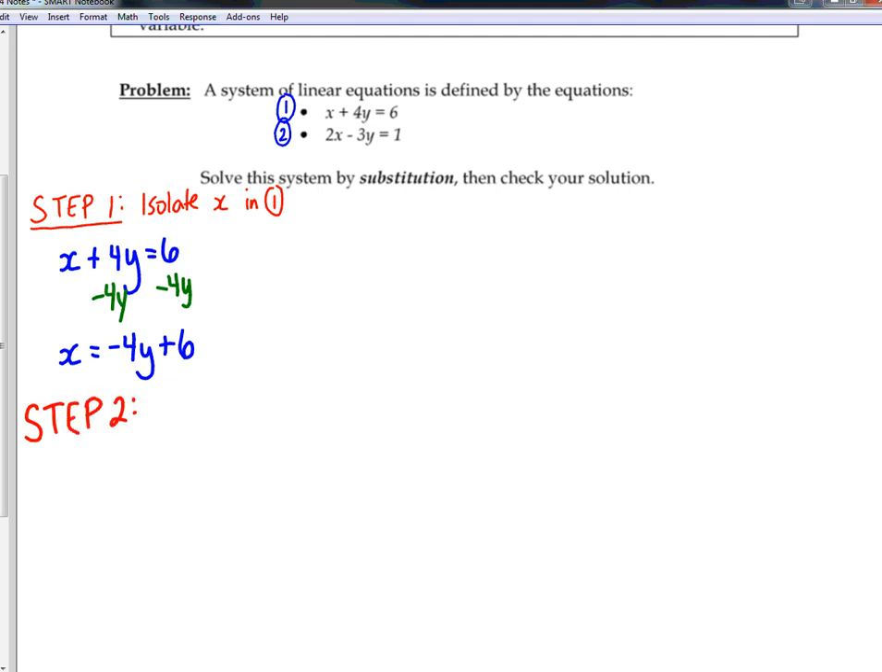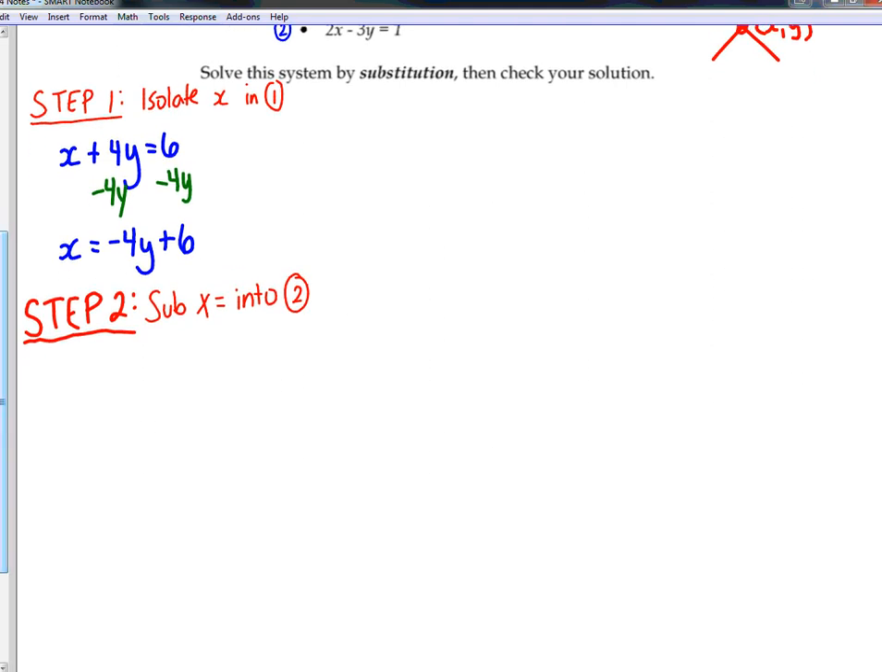Step 2. And this is the part that might take some time to really explain. Step 2 is now that we have one of the variables isolated, we're going to sub that into the other equation. It's like inception. Because at that point of intersection, the x values and the y values are equivalent to each other. So our step 2 is to sub our x equals that we isolated into the other equation, into number 2.